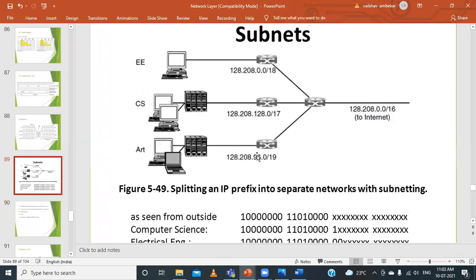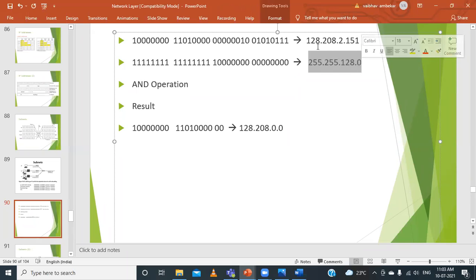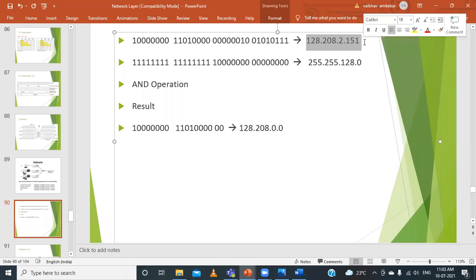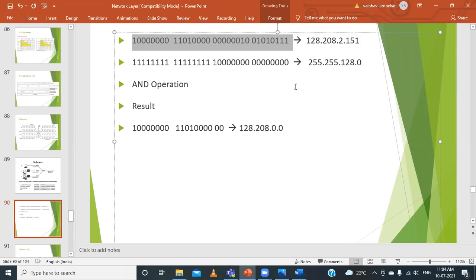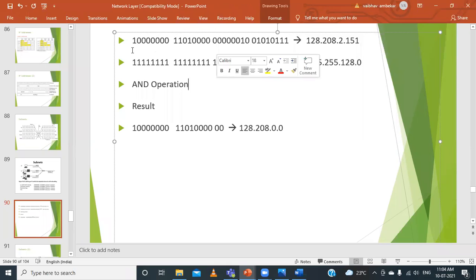So what will this router do? This router has to decide whether that packet has to be sent to the CS department, electrical department or arts department. For that, it will do something called an AND operation. It will take this as the subnet mask, that is 255.255.128.0. Whatever I have, 128.208.2.151, I'm representing with the binary notation, and this also I have represented with the binary notation, and it will do this AND operation.